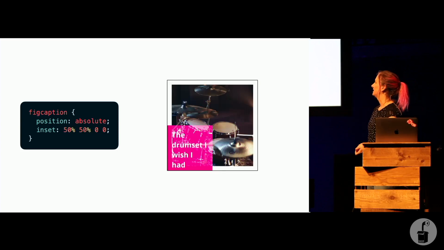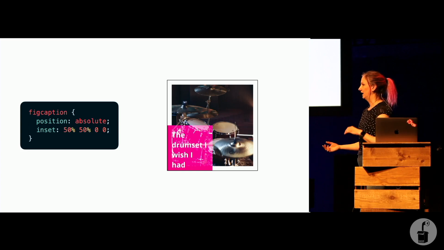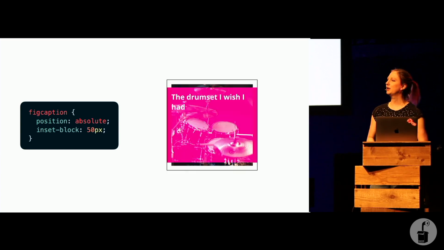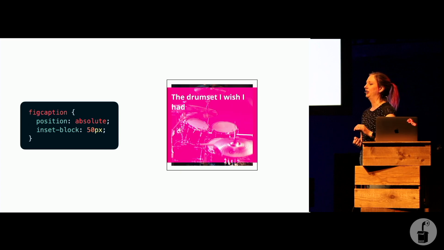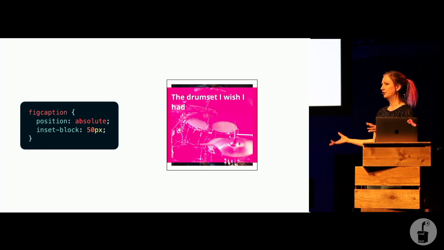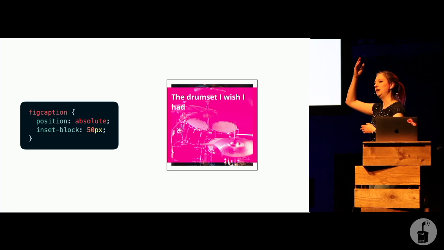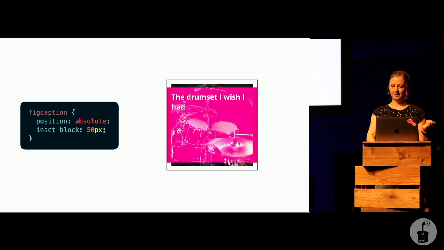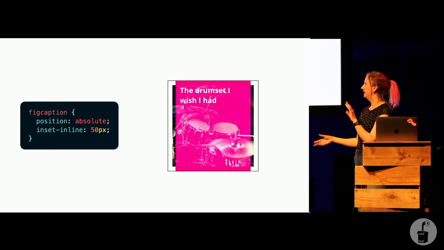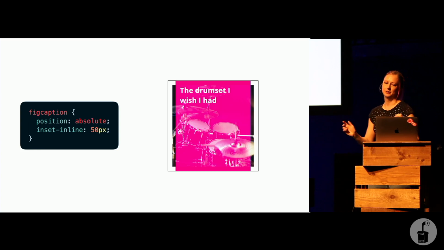And inset is, as I said, a shorthand, so we can use it in exactly the same way as margin or padding shorthands by setting different values. But we also have logical property variants. So inset-block will inset this element on the block axis, which if we are using the left to right or right to left writing mode, will be the vertical axis. And inset-inline will set it on the horizontal axis. If we're using a different writing mode, like a vertical writing mode, then those will be switched around.